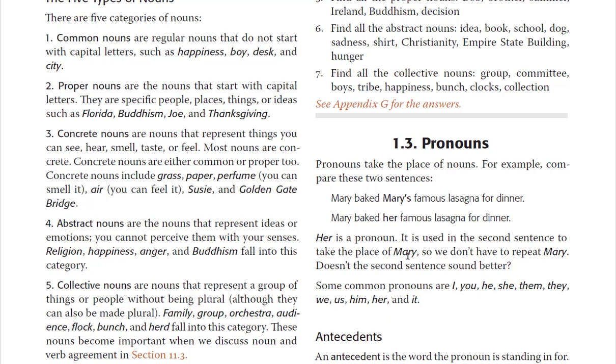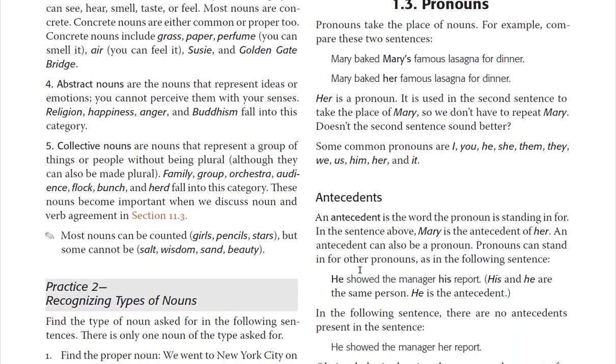Her is a pronoun. It is used in the second sentence to take the place of Mary, so we don't have to repeat Mary all the time. Some common pronouns: I, you, he, she, them, they, we, us, him, her, and it. An antecedent is the word the pronoun is standing in for. In the sentence above, Mary is the antecedent of her. An antecedent can also be a pronoun. Pronouns can stand in for other pronouns, as in the following sentence.